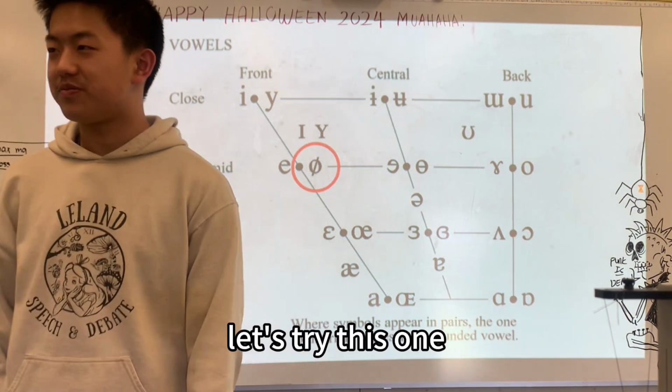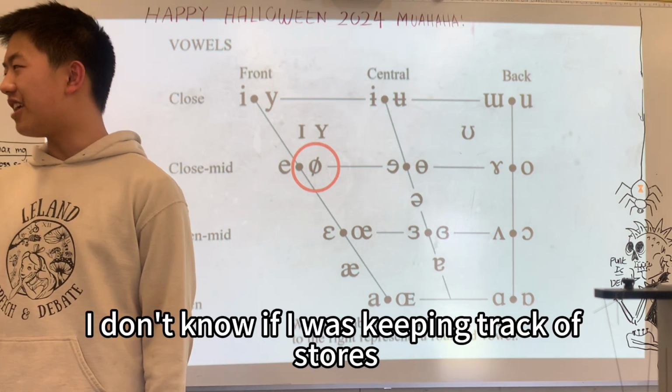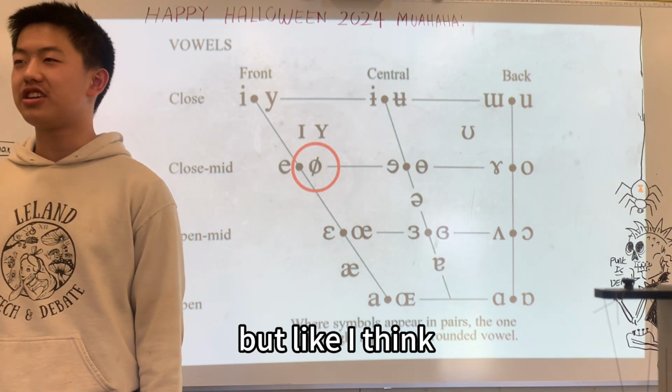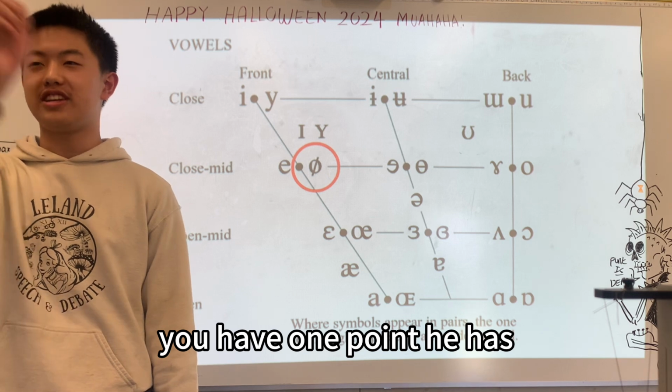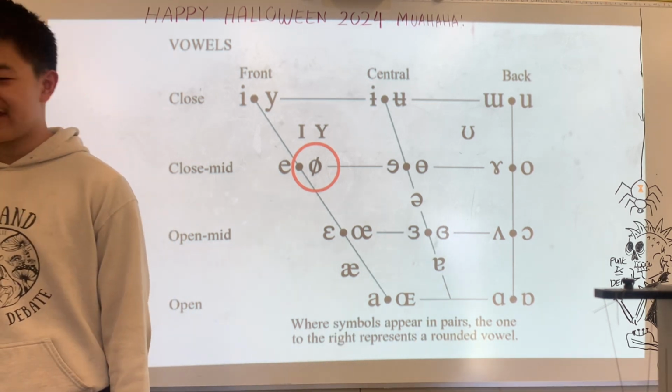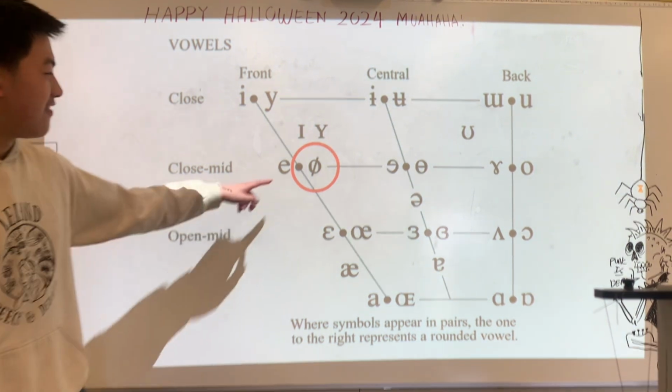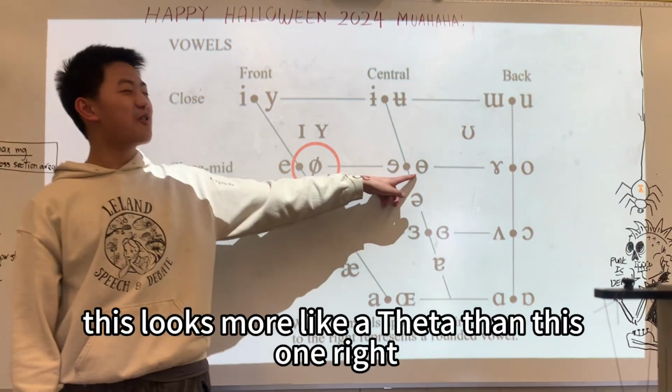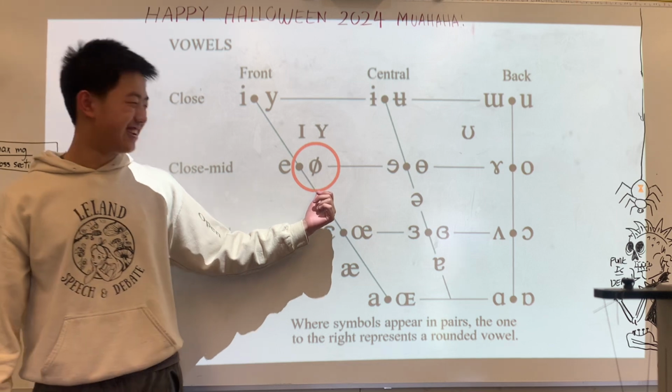Let's try this one. I don't know if I was keeping track of scores, but I think you have 1 point. He has 2 points. But that's theta. Sine theta. This looks more like a theta than this one, right? Oh shoot.